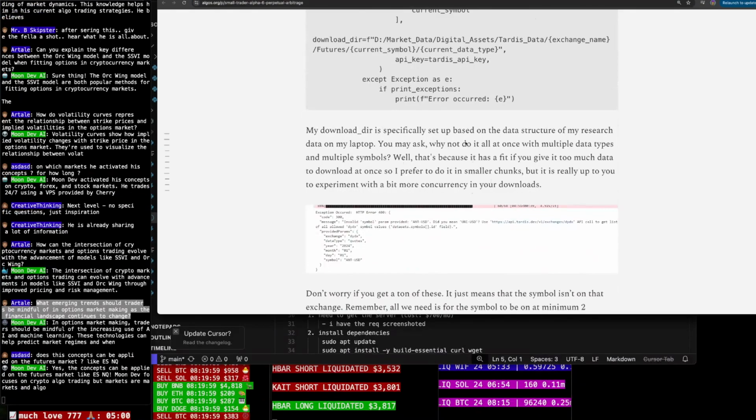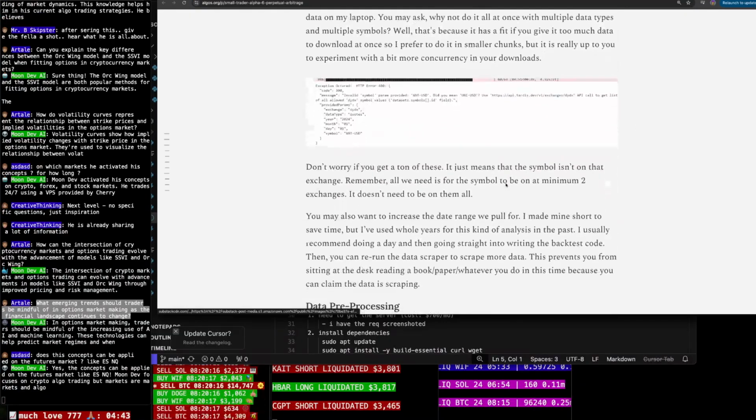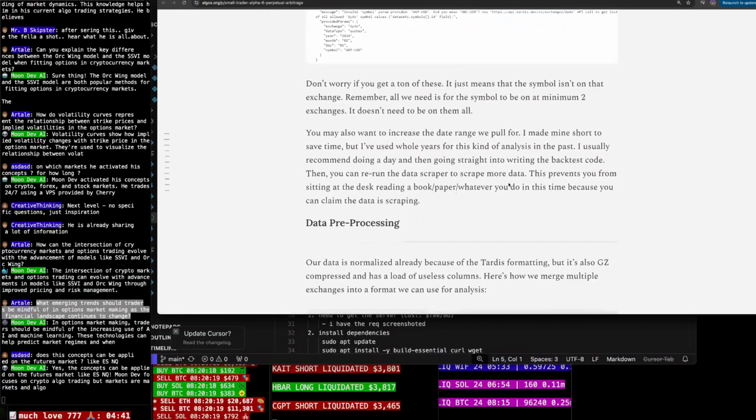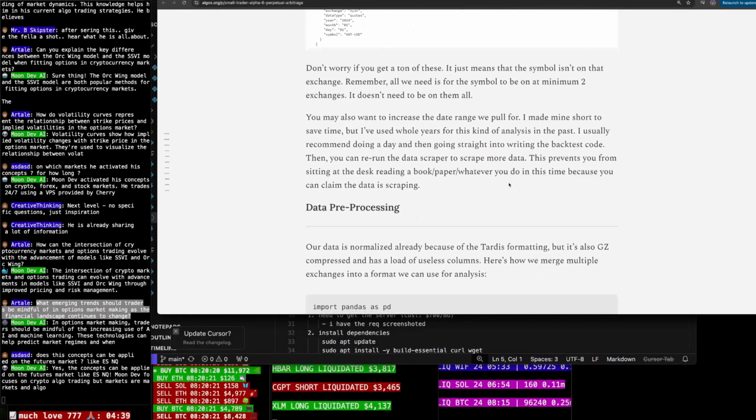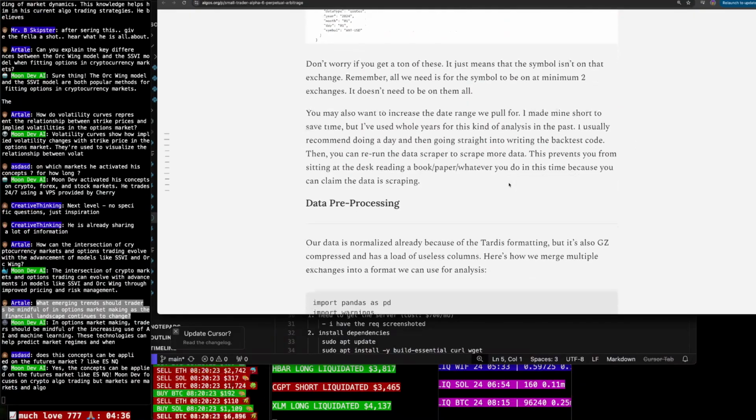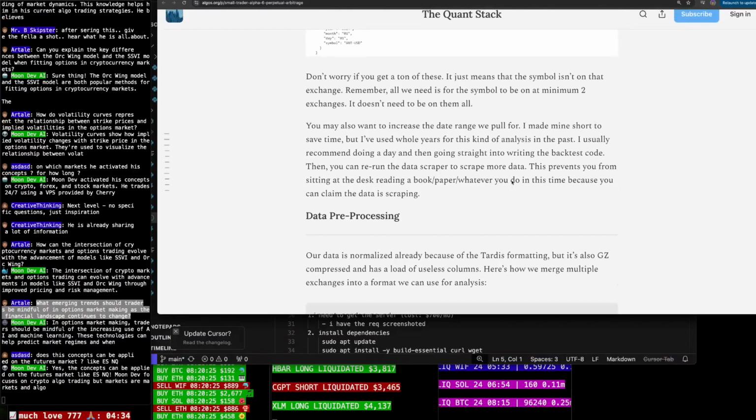You may ask, why not do it all at once with multiple data types and multiple symbols? Well, that's because it throws a fit if you give it too much data to download at once, so I prefer to do it in smaller chunks. But it is really up to you to experiment with a bit more concurrency in your downloads. Don't worry. If you get a ton of these, it just means that the symbol isn't on that exchange. All we need is for the symbol to be at a minimum of 2 exchanges. It doesn't need to be on all of them.